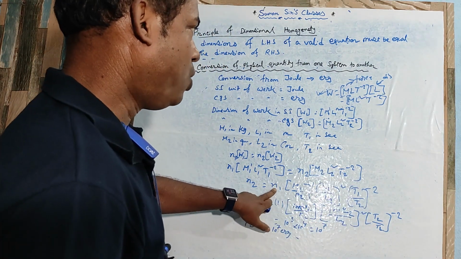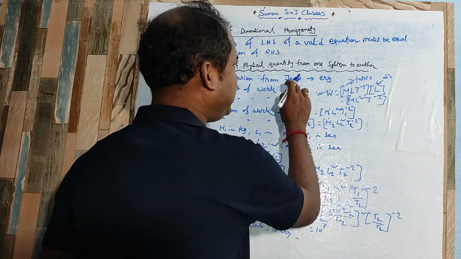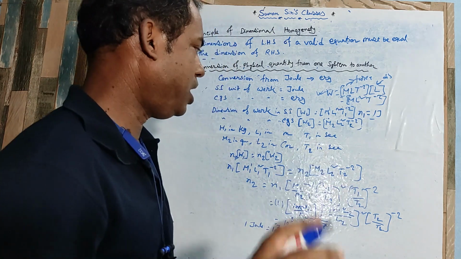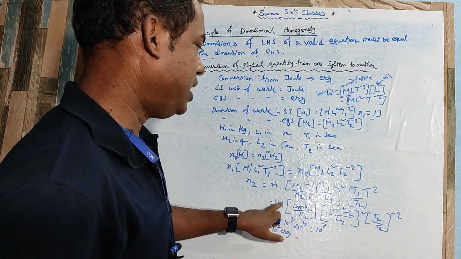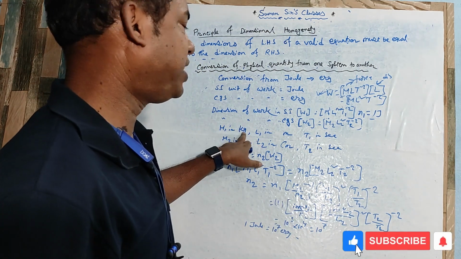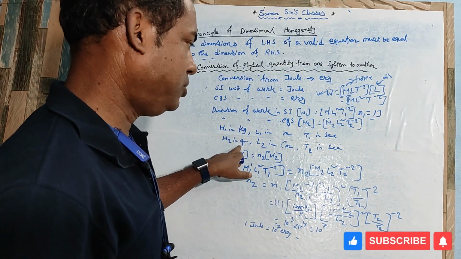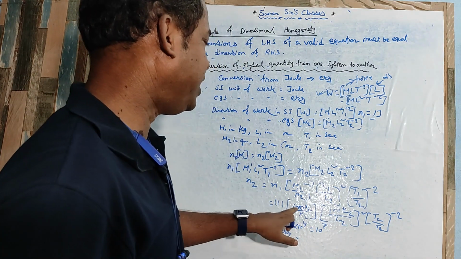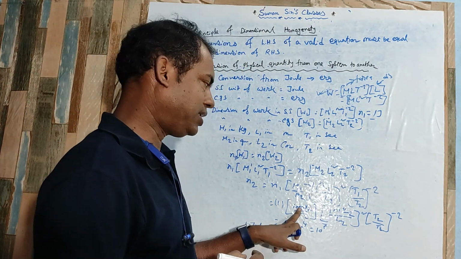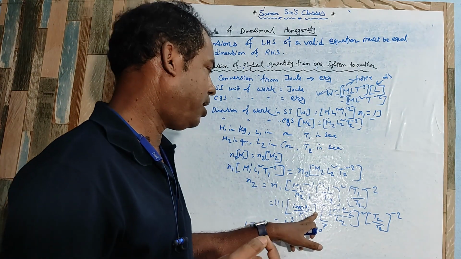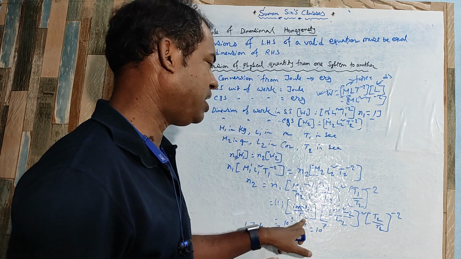Here N1 is given. What is N1? For the SI system it is given as joule, so N1 equals 1 joule. M1 is measured in kg, so it is converted into gram. 1 kg equals 1000 gram, so M1 equals 1000 into M2, because M2 is written in gram. So 1000 M2 by M2.